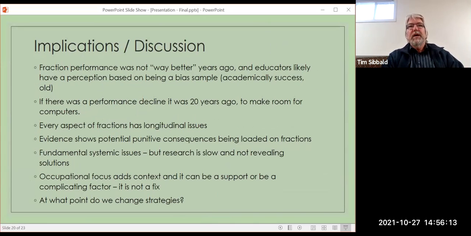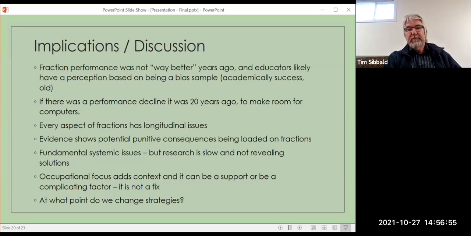The implications: fraction performance was not way better years ago. Fraction performance has been a problem basically forever. Increasingly, it's looking like there could be very fundamental problems behind it. There's a study out of Korea comparing Korea and the US that shows that in spite of very different education systems, students show exactly the same problems. And it is not culture, it is not textbooks, and it eliminates a whole bunch of things.